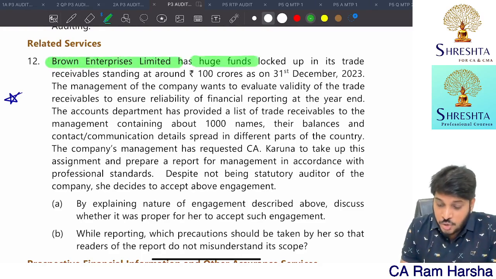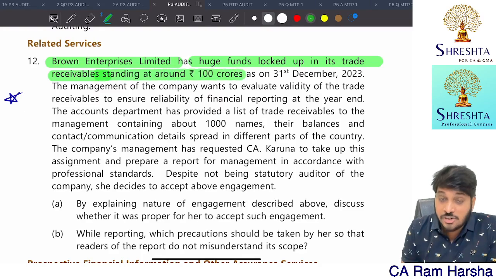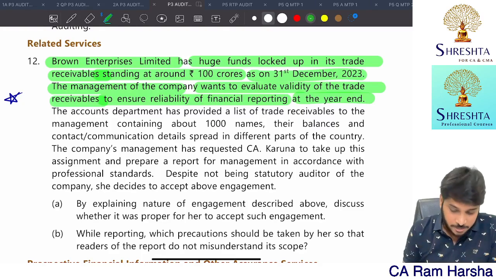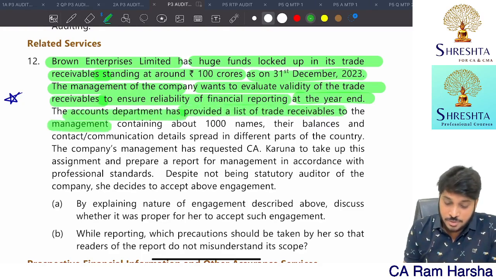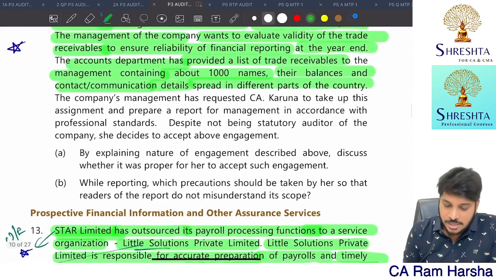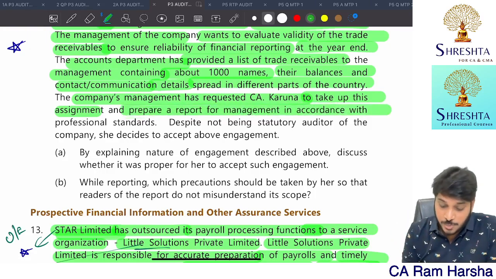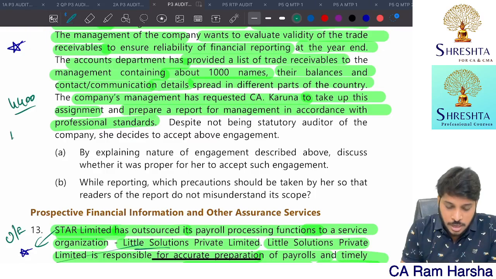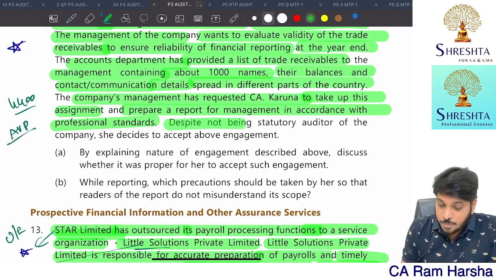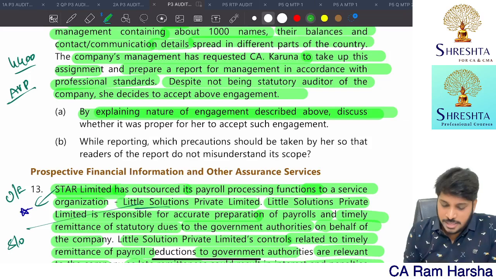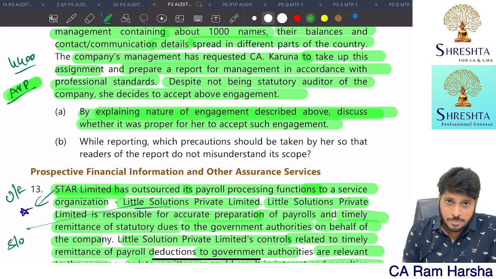Brown Enterprises Limited has huge funds locked up in trade receivables standing at around 100 crore as of 31st December 2023. Okay. The management of the company wants to evaluate the validity of the trade receivables to ensure reliability of financial reporting at the year end. The accounts department has provided a list of trade receivables to the management containing about 100 names and their balances and contact communication details spread in different parts of the country. The company management requested CA Karuna to take up this assignment and prepare a report for the management in accordance with professional standard. Obviously SRS 4400, agreed upon procedures. Yes or no? Despite not being the stat auditor, she decided to accept by explaining the nature of engagement and discussing whether it is appropriate. Yes, obviously it's an agreed upon procedure, she can accept it.